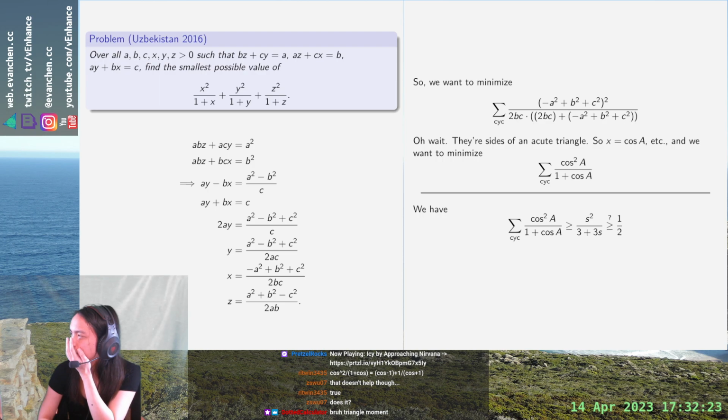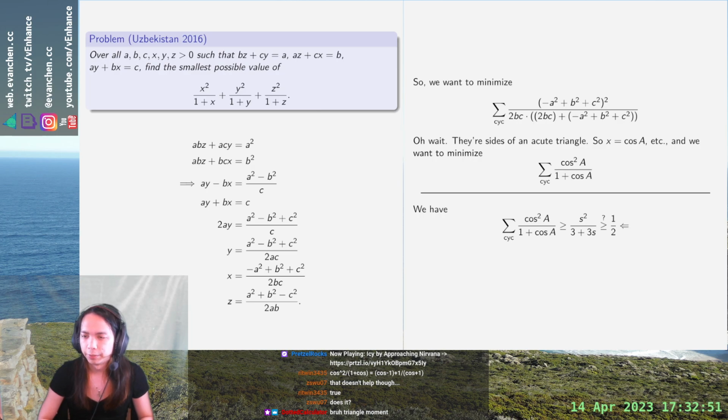Wait, did I screw this up? Hang on. 1/4 over 3/2. Okay, so what does it come down to? We would like S squared to be greater than or equal to 3 plus 3s, which factors, because of course it does, into 2s minus 3 times s plus 1 is greater than or equal to 0.